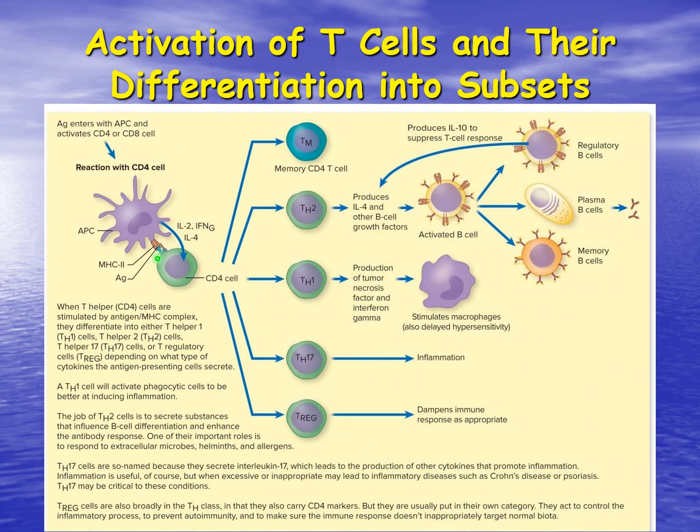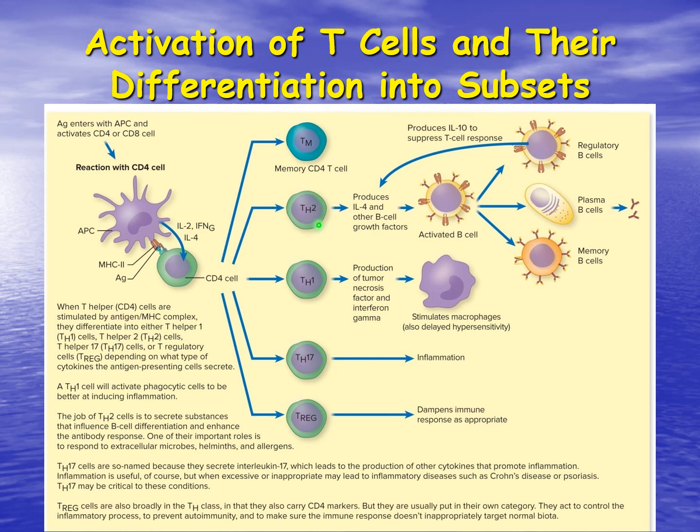So once the T helper cell is activated or sensitized to the protein presented by the APC, it then will undergo clonal expansion into several different types of cells. One will have subpopulations of the T helper cell. T helper cell 1 will actually produce tumor necrosis factor and interferon gamma that will stimulate more macrophages, and this can cause delayed hypersensitivity reactions.